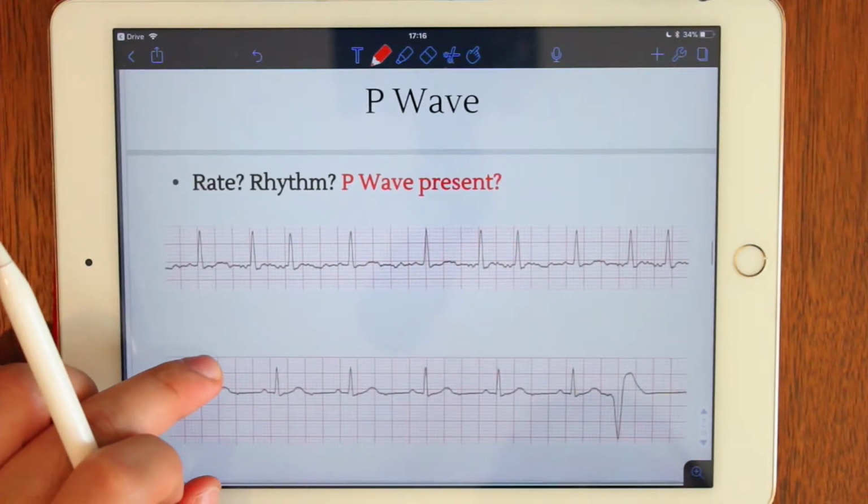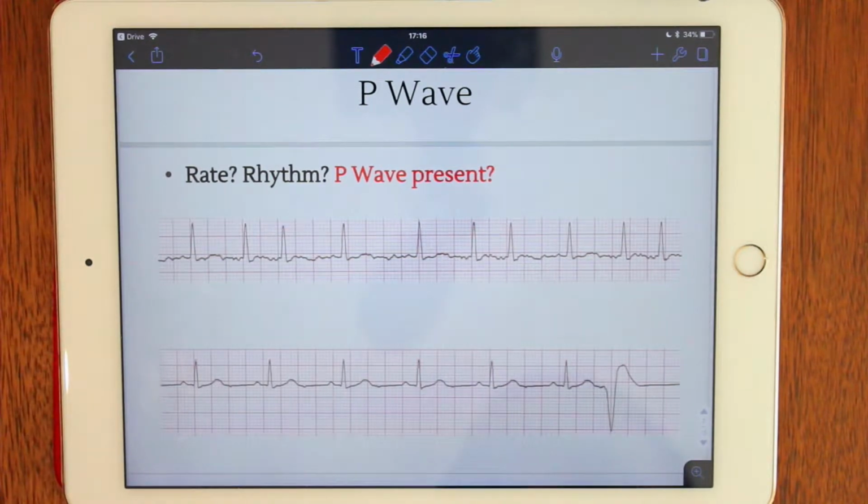The next step, after doing rate and rhythm, we want to check if a P wave is present. Starting in our rhythm down here, we can look at and see before every QRS, we have a distinct P wave. So we can say, yes, P waves are present. Atrial contractions here leading to ventricular contractions here.